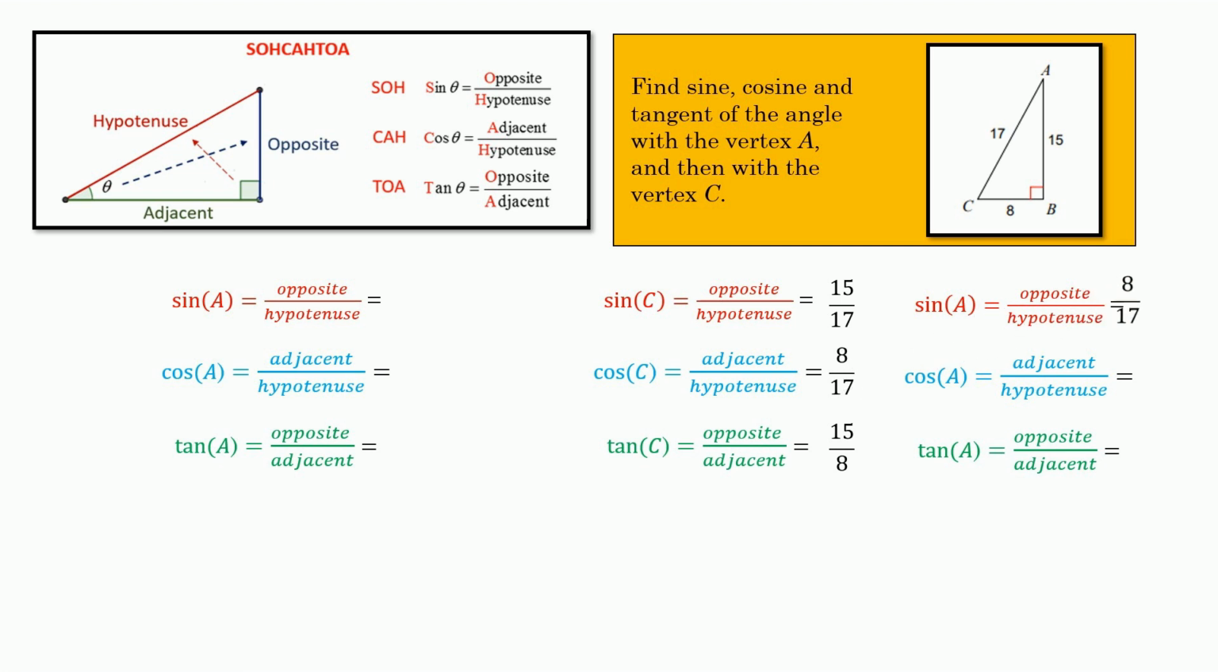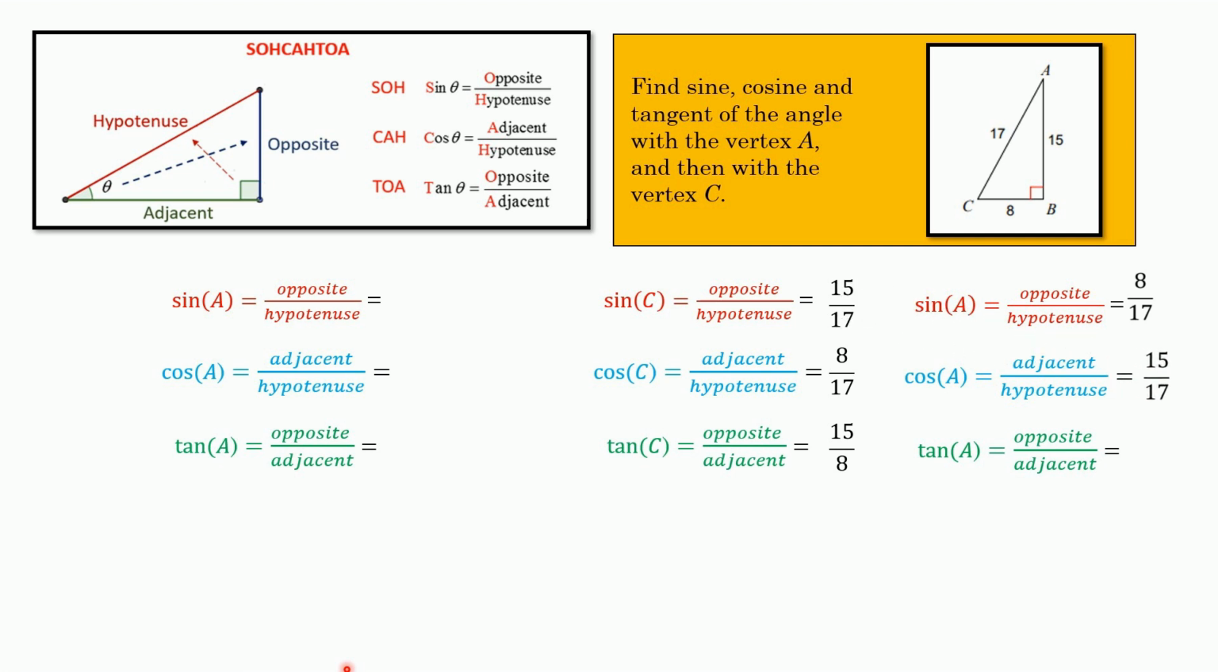Just like that, you see. Now, same thing here. The cosine of angle A is the adjacent divided by the hypotenuse. Well, adjacent to A is the same as opposite of C. So 15 over 17 is going to be the cosine of angle A, or the sine of angle C.